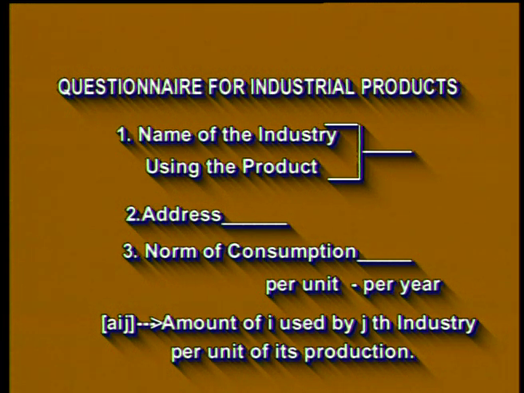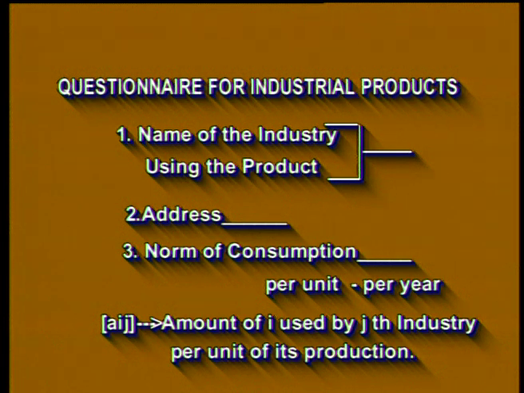The first question will be the name of the industry using this product. The next question will be the address of the industry. That is very important. You must note down the address while doing the survey. The third question is the norm of consumption, the a_ij as they call it, that is per unit per year.